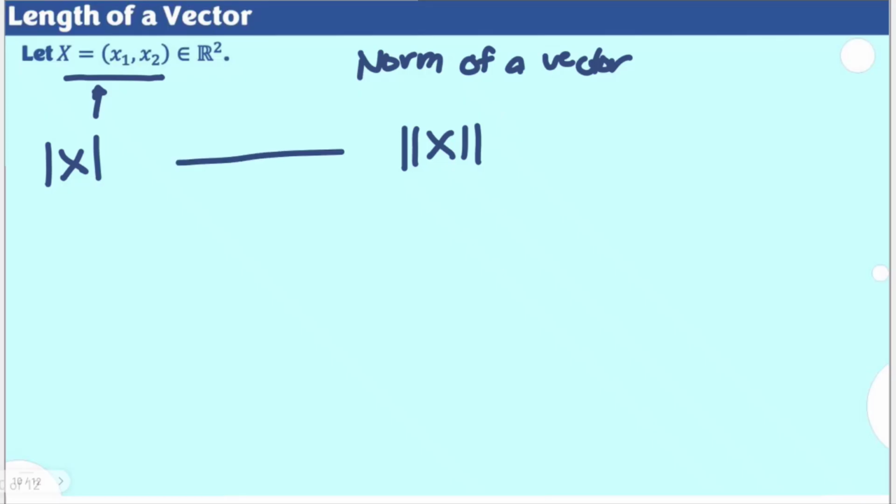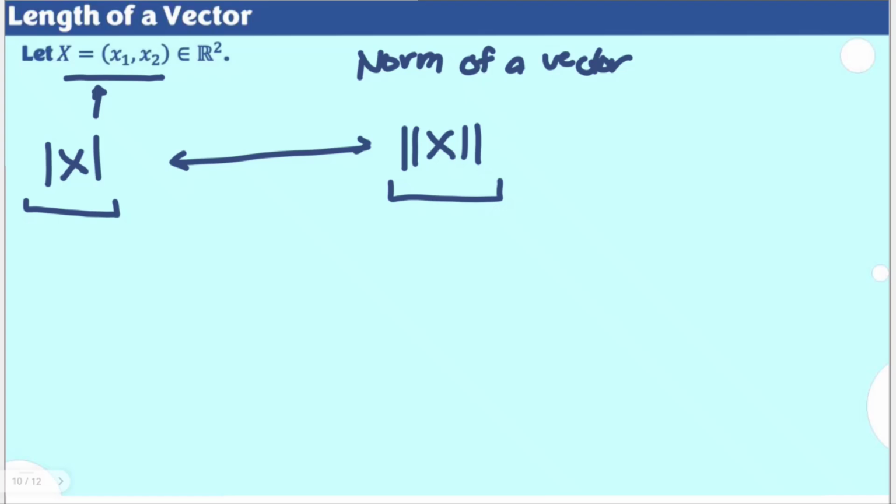So basically, for some references, they are interchangeable, but they mean the same thing. They mean the length of the certain vector or the size of the said vector. So we might be using this in the next few videos, or this one here. We just need to use them properly to illustrate really what we mean.